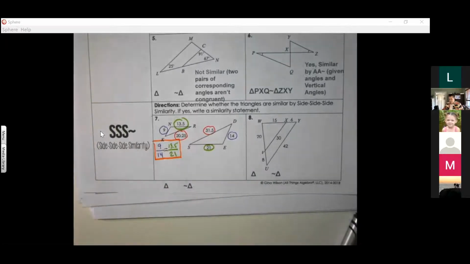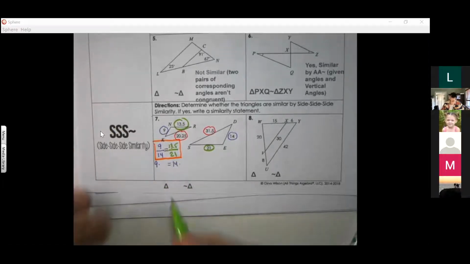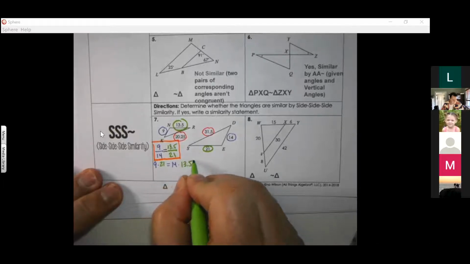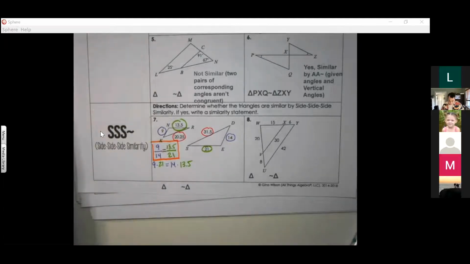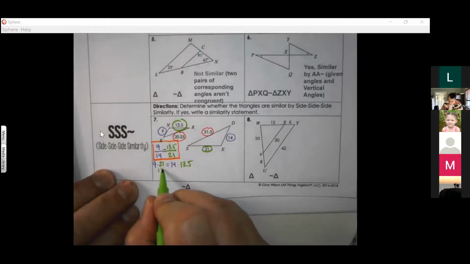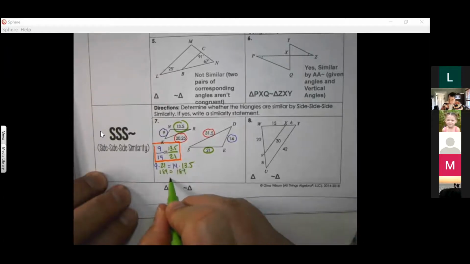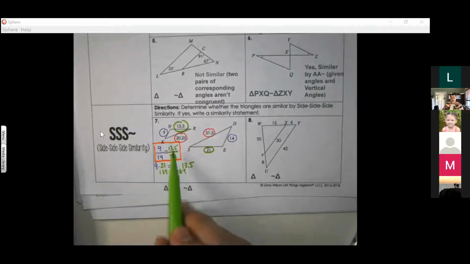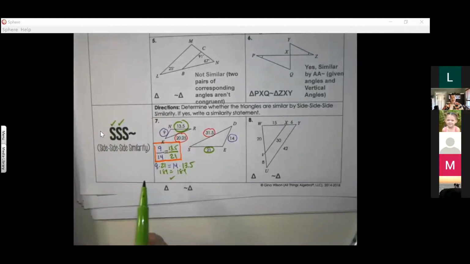So the way I do that is I cross multiply. I say 9 times 21 equals 14 times 13.5. Take out a calculator. Say 9 times 21 is 189. And 14 times 13.5 is equal to 189. Great. So that verifies for me that these two pairs of sides are in the same proportion. The ratios are equal, which tells me that I have 2 of the 3 sides matched. I know that these 2 pairs of sides are in the same proportion.